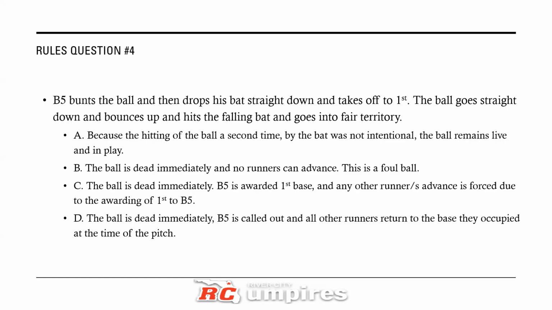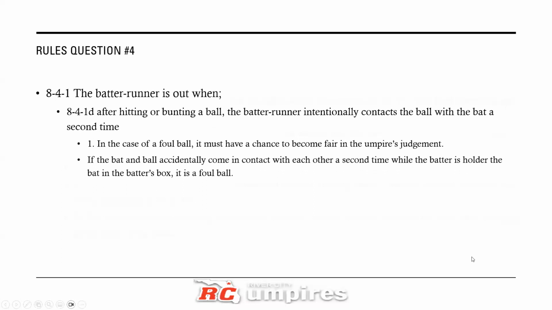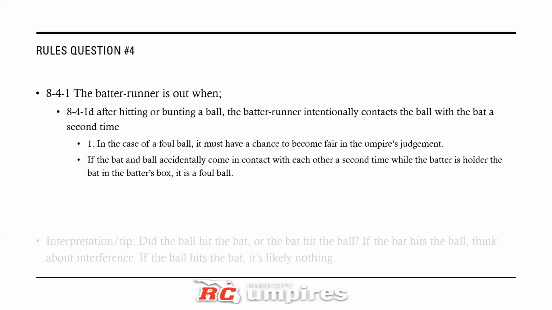You got A. Okay, let's take a look. Batter runner is out when, after hitting or bunting a ball, the batter runner intentionally contacts the ball with the bat. Well, this was not intentional, right? If the bat and ball accidentally come in contact with each other a second time and the batter is holding the bat, it's a foul ball. In the case of a foul ball, it must have a chance to become fair in the umpire's judgment. This ball hit in fair territory. And it also wasn't intentional, so it was accidental.